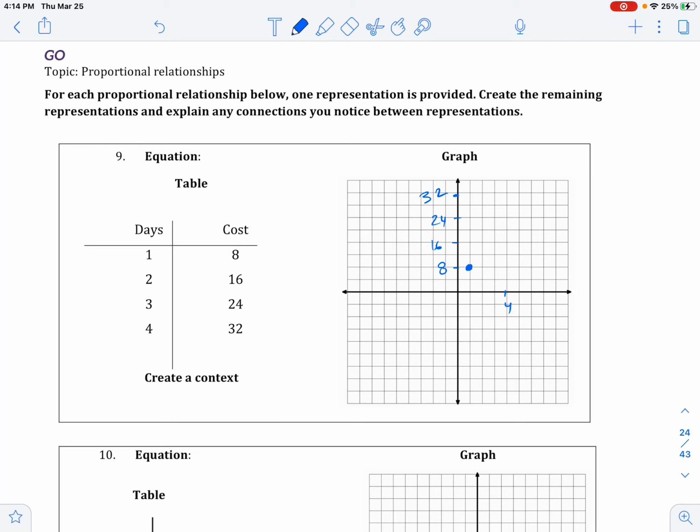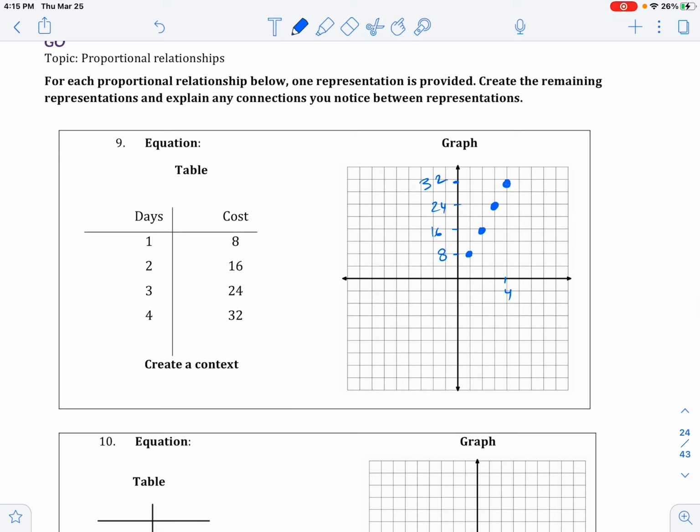Second, at 2 it is going to be 16, so it's here. At 3 it's 24, I mark here. And then for 4, that's going to be 32 here. So I'll mark the point, and if I have to explain it, create a context. So here I could say anything.